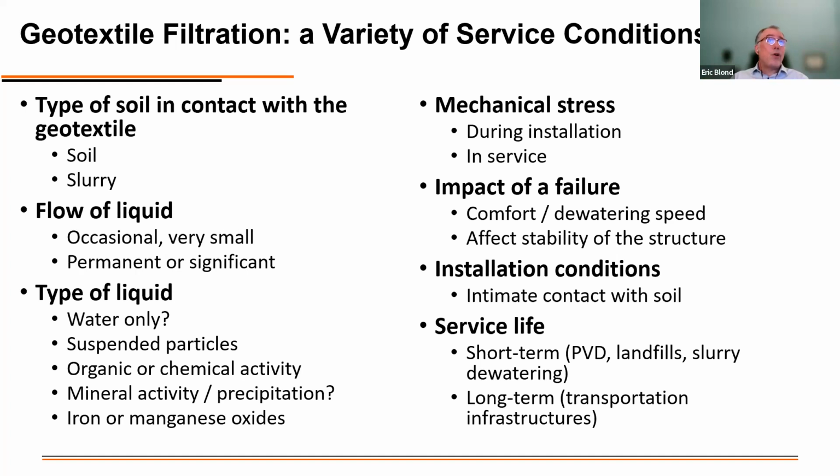Are we in a soil which is prone to iron clogging, or manganese? Do we have iron or manganese oxides which can precipitate on the geotextile? All these things must be understood. After that, we have, of course, mechanical stress. We need the geotextile to survive the installation. We need to assess what is the impact of a failure.